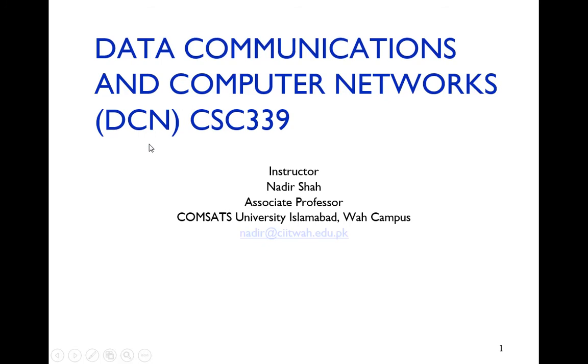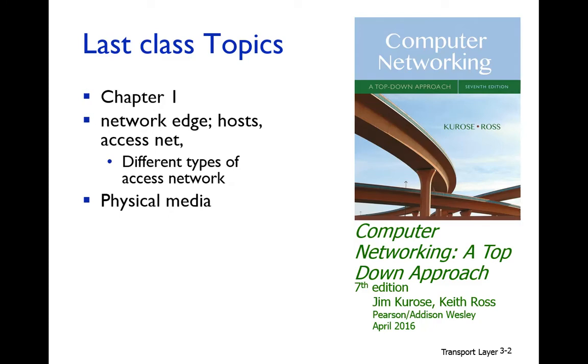Let's start. So now we are going to study data communications and computer networks, DCN CSC 339 course code. In the last class, if you do remember, we discussed chapter number 1, and more particularly we had discussed network edge, host access network technologies, and different types of access networks, as well as physical media.